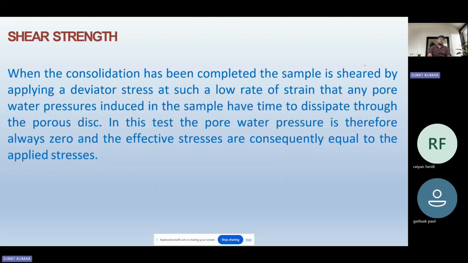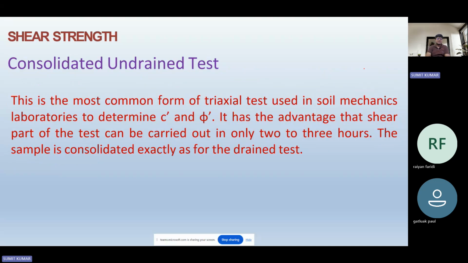Now, talking about the consolidation that has been completed, the sample is sheared by applying a deviatoric stress at such a low rate of strain that any pore pressure induced in the sample has time to dissipate through the porous disc. In this stage, the pore water pressure is therefore always zero, and the effective stresses are consequently equal to the applied stress, obviously. And the consolidated undrained test is the most common triaxial test used in the soil mechanics laboratory to determine c dash and phi dash.